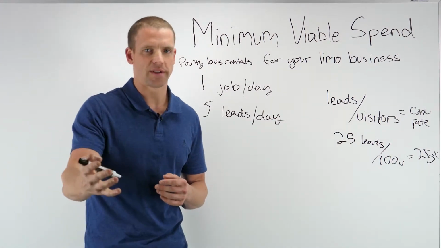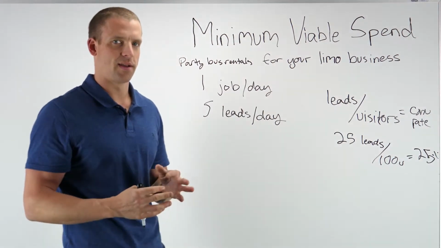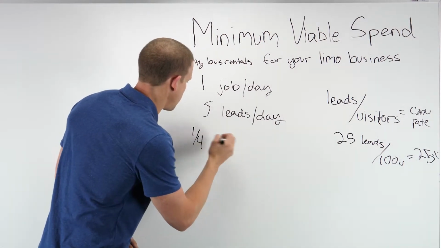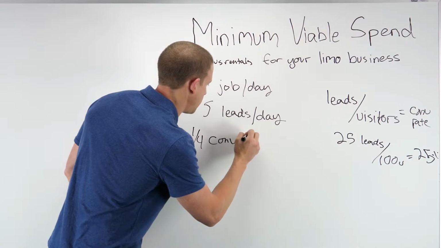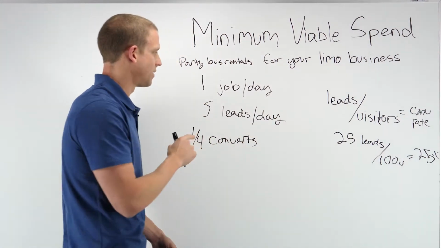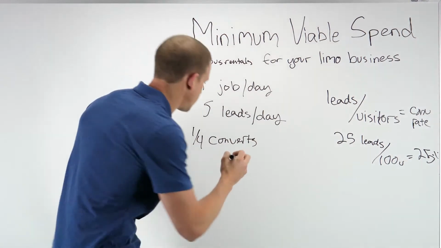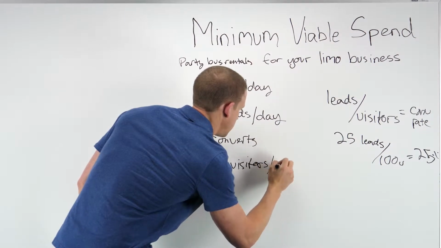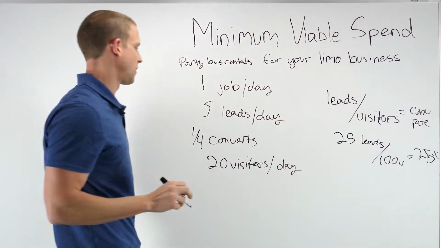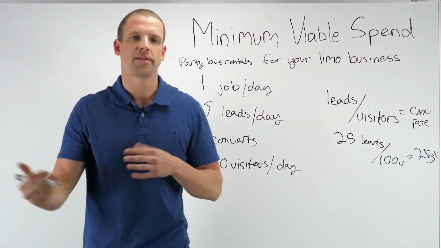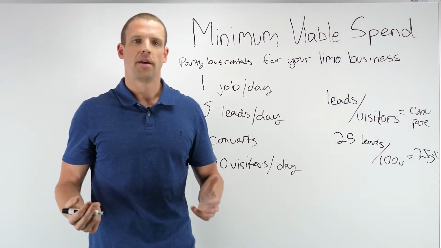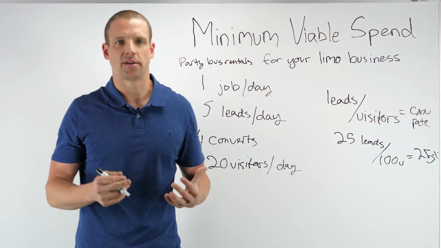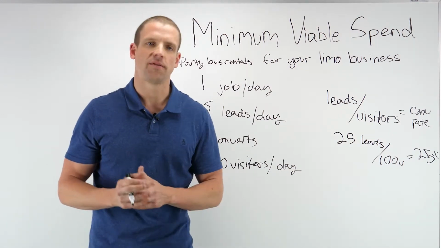Okay, so now to get 5 leads a day, and it takes 4 visitors to get a lead, how many visitors to our site do we need a day, right? So 1 in 4 converts. So we need 5 times 4, right? So 20 visitors a day. And what is a visitor? A visitor is a click, right? So if someone clicks on your ad, we call them clicks, but really you could call them visitors, okay? So we need 20 visitors a day.